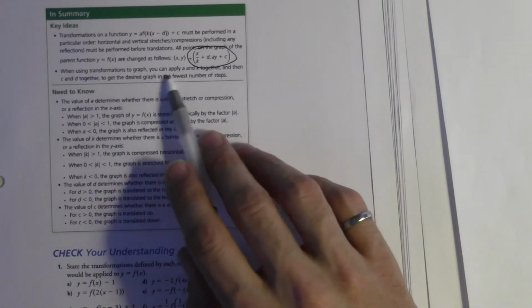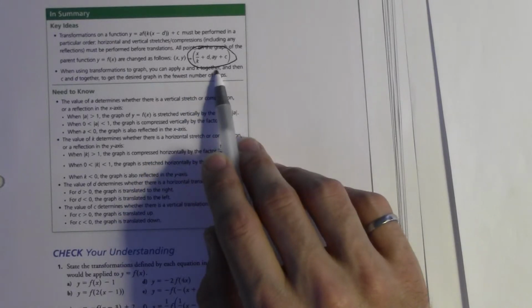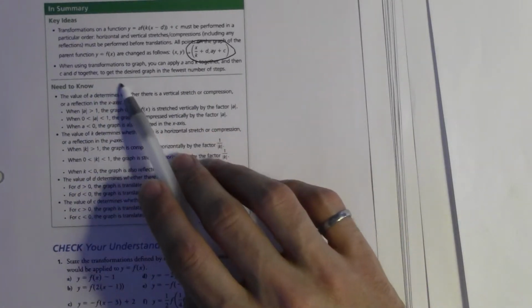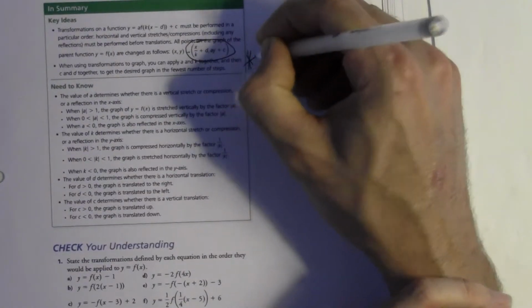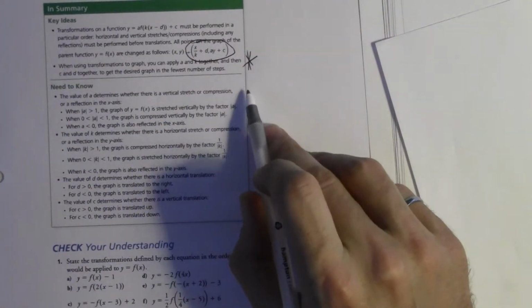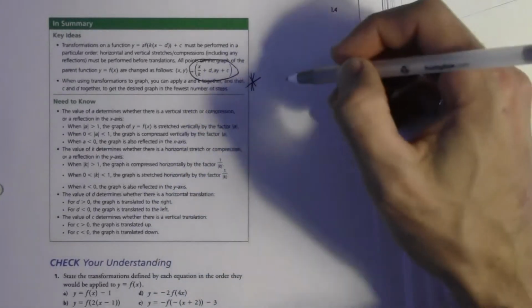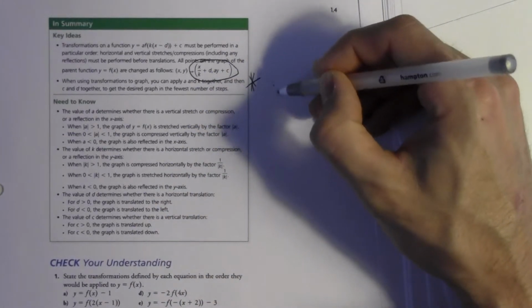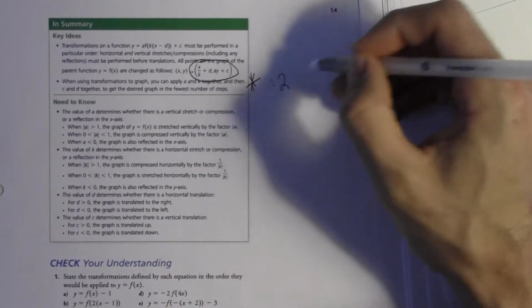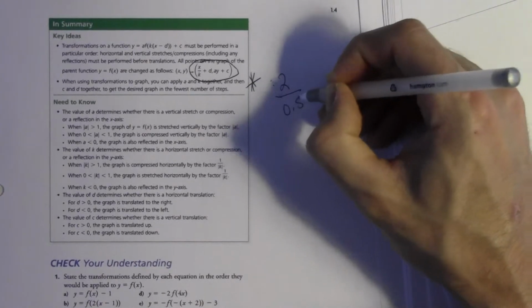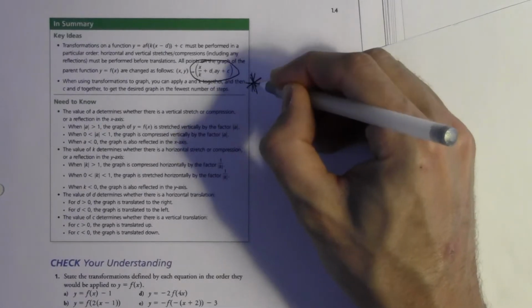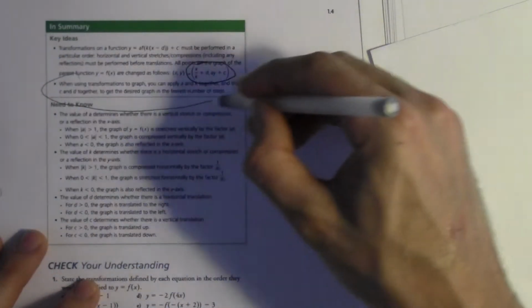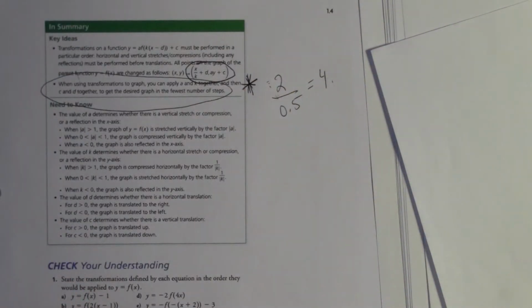When using transformations to graph, you can apply a and k together and then c and d together to get the desired graph in the fewest number of steps. So this is what I did at the very beginning. Once I made the substitutions into the parent function, I canceled the a and k values. Remember when we had 2, it was like 2 over 0.5, I said this was 4. Okay, this makes fewer steps. So remember this and use it if you can. It's going to save you a lot of time.